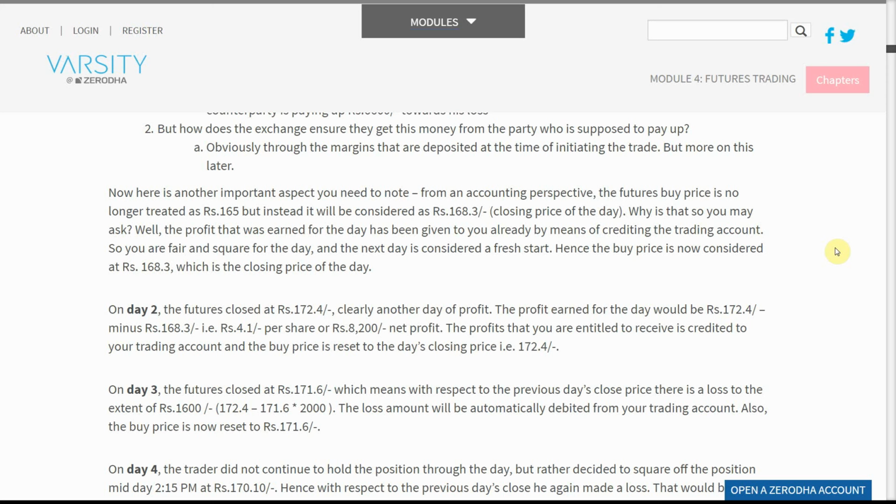On day 2, the futures closed at 172 rupees and 40 paise. Clearly another day of profit. The profit earned for the day would be 172 rupees and 40 paise minus 168 rupees and 30 paise, i.e. 4 rupees and 10 paise per share, or 8,200 rupees net profit. The profits that you are entitled to receive are credited to your trading account, and the buy price is reset to the day's closing price, i.e.